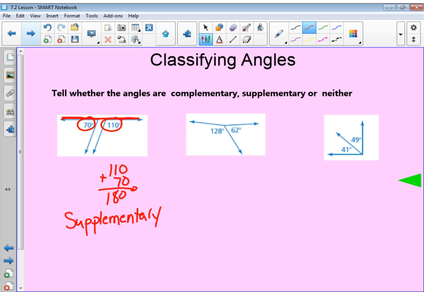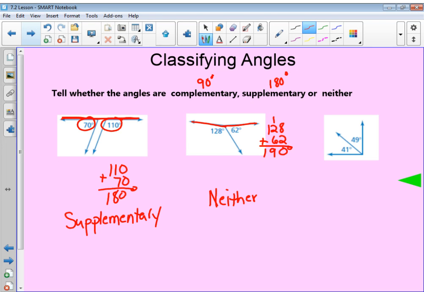All right, if I check this, I can tell visually that it is not, because this right here is not a straight line. But just to prove it, if I take 128 plus 62, I get 190 degrees. That is neither, okay? Complementary has to equal 90, supplementary has to equal 180. Neither would be any other numbers or sum of numbers, so this would be neither.